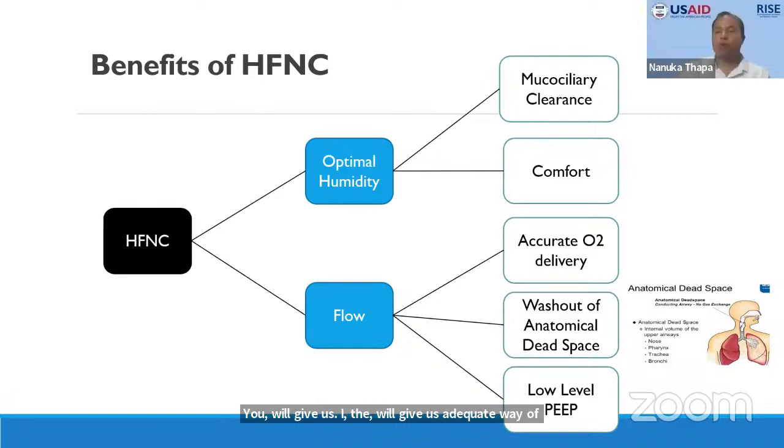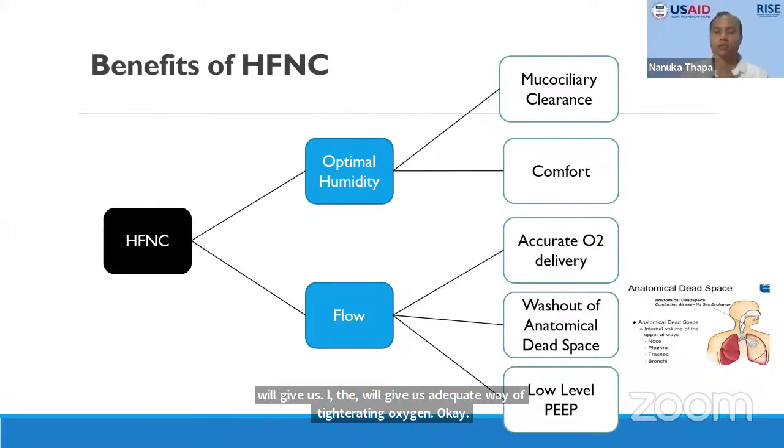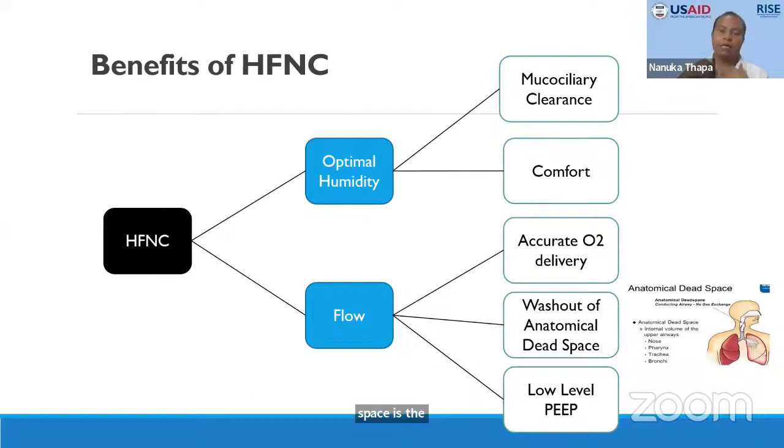Okay, washout of the anatomical dead space. The anatomical dead space is the area where there is no exchange of air. For example, our anatomical dead space is from the nasal cavity itself up to the bifurcation of the trachea. When the patient has to breathe, there is resistance from the nasal cavity, oropharynx, pharynx, larynx, and trachea, so much resistance because it has to go through a small area. And this area also does not have any exchange of air.